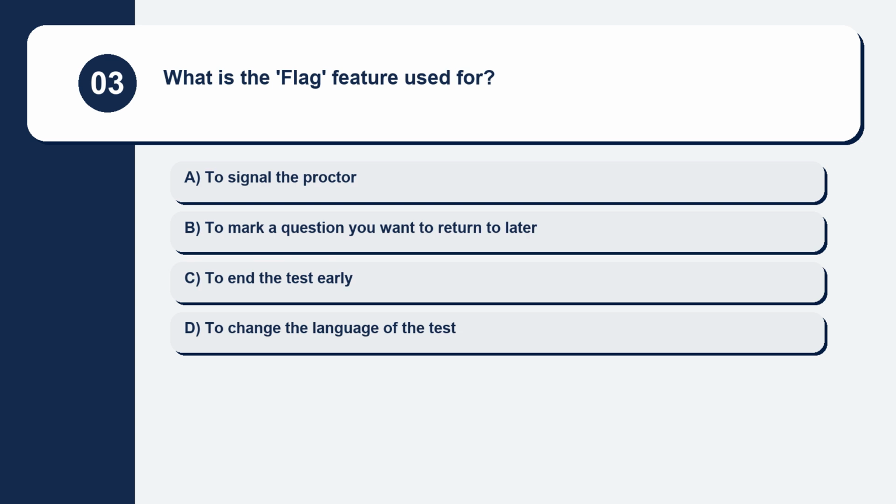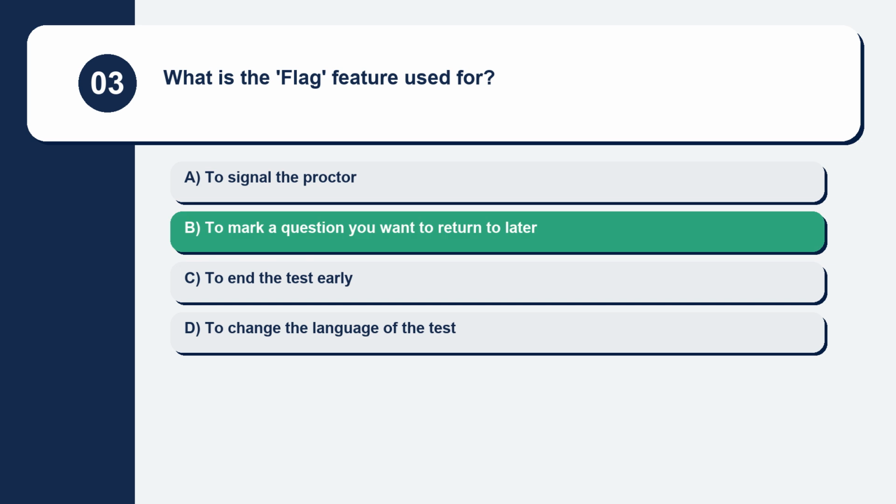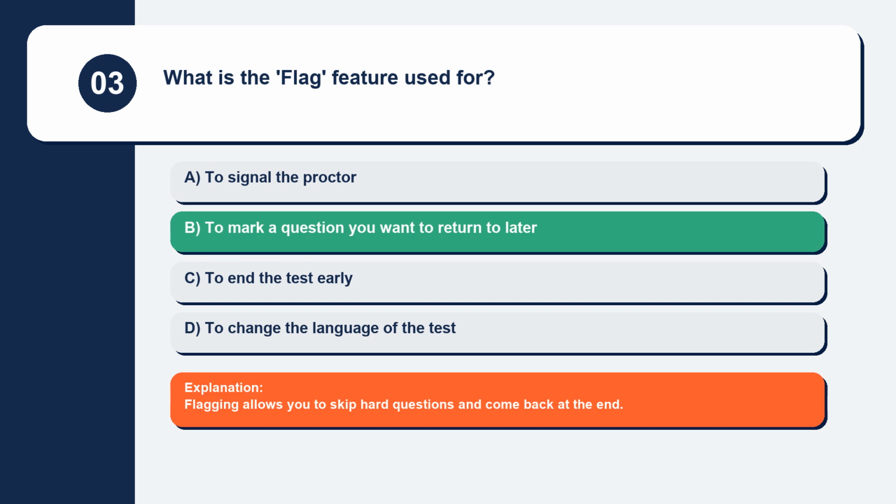Question 3. What is the flag feature used for? To signal the proctor. To mark a question you want to return to later. To end the test early. To change the language of the test. Flagging allows you to skip hard questions and come back at the end.